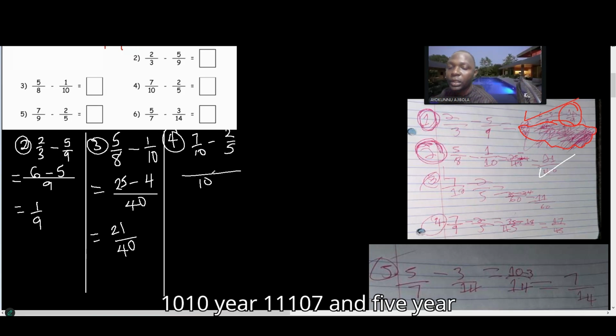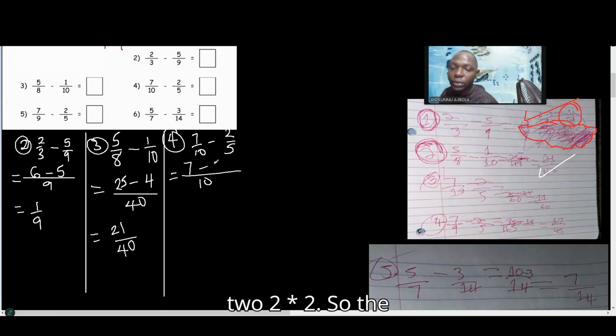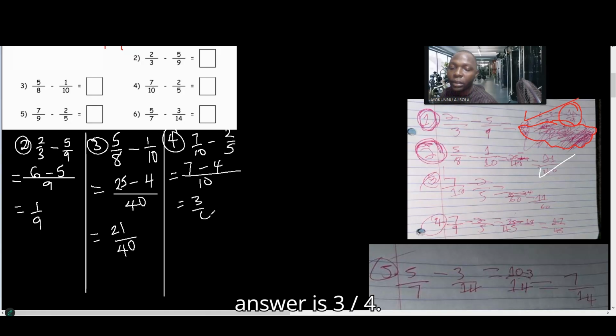So the LCM is 10. 10 here 1, 1 times 7. And 5 here 2, 2 times 2. So the answer is 3 over 4.